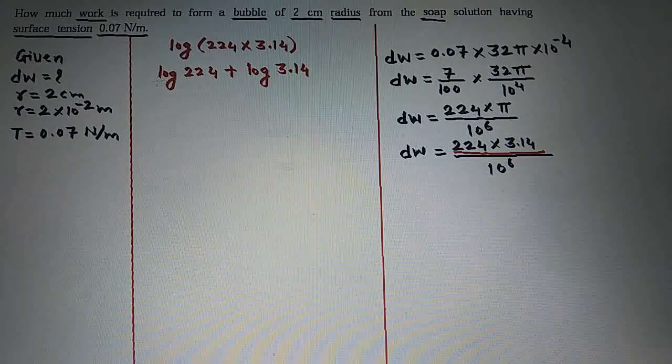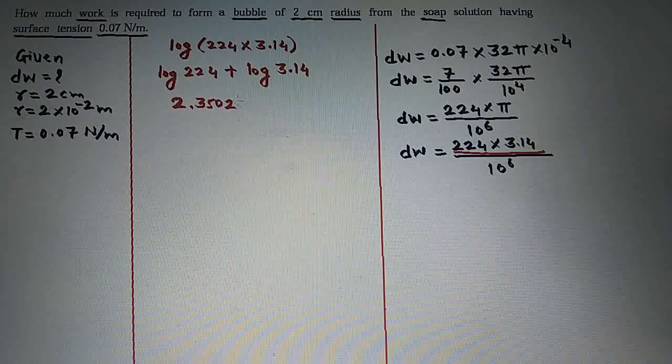Now next is we have to find out the log of 224 here. So first we will take characteristics here. See here, in integer part there are 3 digits. So 3 minus 1, it will be 2. So this 2 is the characteristic here, and next we will find out the mantissa. Now the mantissa of this 224 will be 2 point here 3502. 3502 is what? It is the mantissa of this 224.